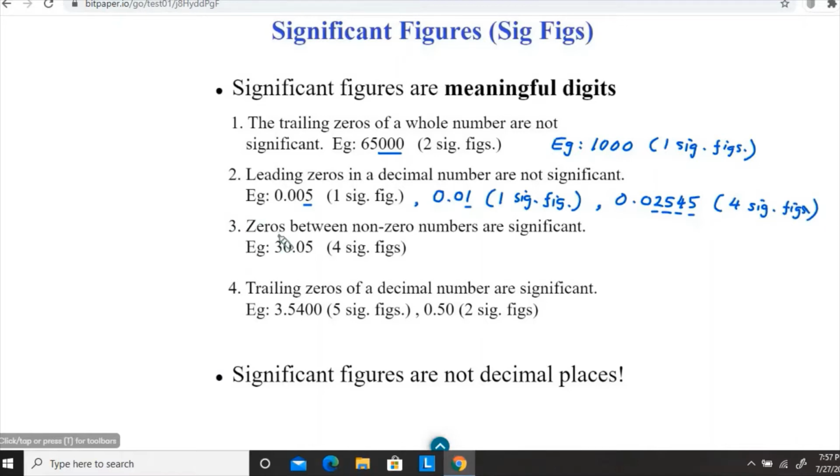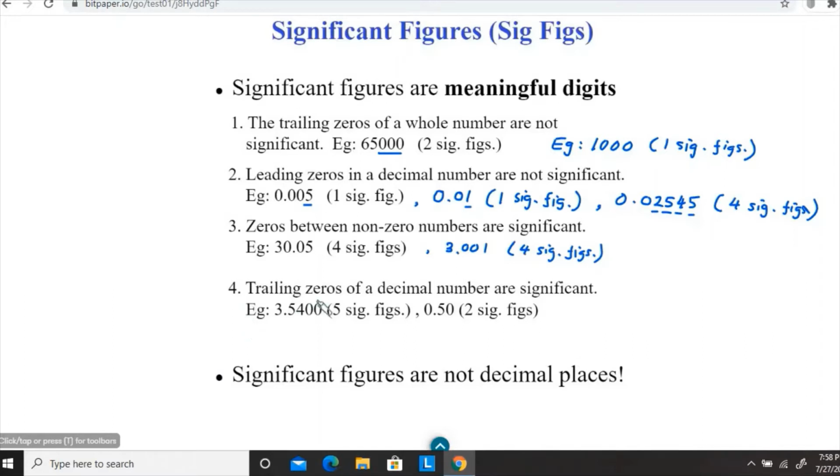The third rule is zeros between non-zero numbers are significant. So if you have non-zero numbers and zeros between those non-zero numbers, then they are significant. So again, you can see as a result, you have 4 significant figures. If you have something like this, let's say 3.001, then there are 4 significant figures in this case. 4 sig figs.